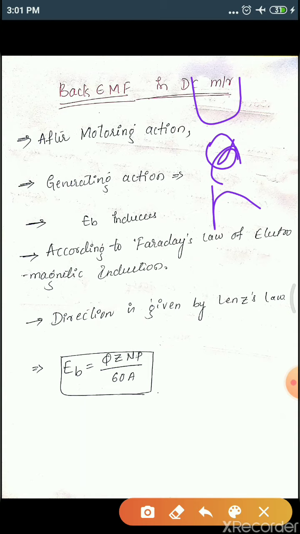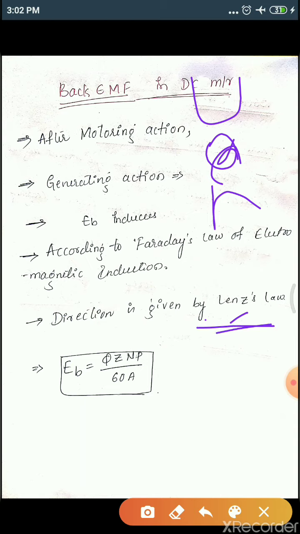So what happens is, after this, there will be a generating action. When a conductor cuts the lines of flux, this conductor starts cutting the main flux, and that is going to produce an induced EMF. This is an induced EMF in the rotating armature conductor according to Faraday's laws of electromagnetic induction. This induced EMF in the armature always acts in the opposite direction. This direction is given by Lenz's law.